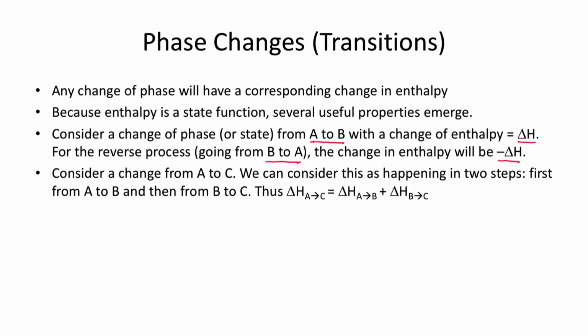Now let's say that I did something from A to C. Even if I only went from A to C in one step, I could pretend that I went from A to B and from B to C and add them up. And so delta H going from A to C has to be exactly the same as delta H going from A to B and delta H going from B to C, because, again, Hess's law.